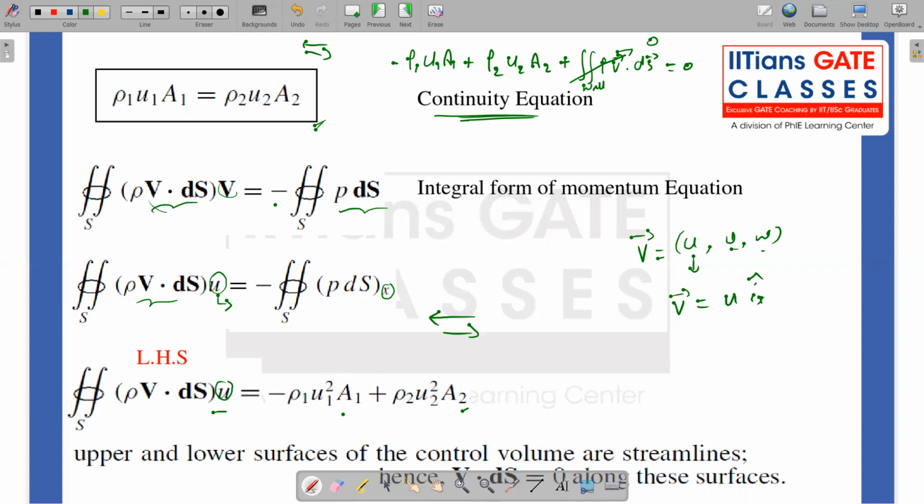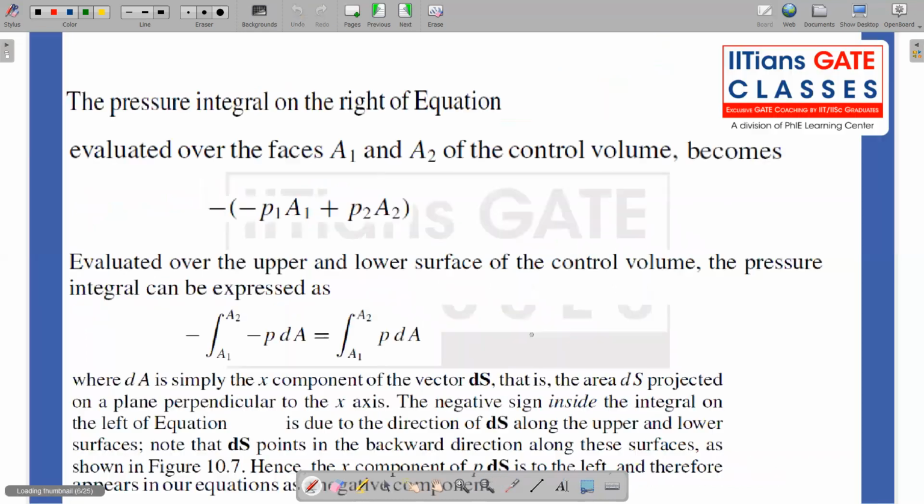And the upper and lower surfaces, as we discussed earlier, are again streamlines. So the velocity vector as well as the area vector are 90 degrees to each other, so it vanishes. We are left with only the entry and the exit. This surface and this surface contribution vanishes because V dot dS is 0, right? It is already within the integral, so if the integrand is 0, the integral is also 0. So it vanishes.